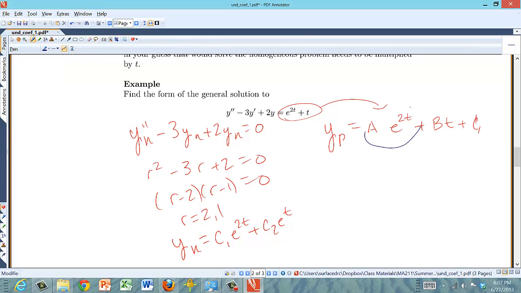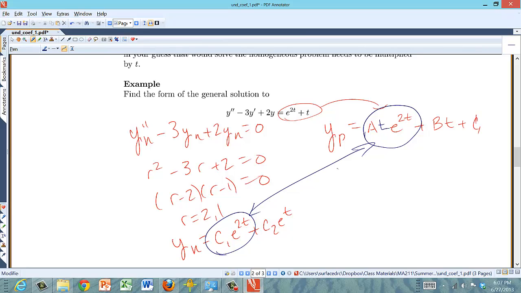Because this term, this e to the 2t, when I plug y_p into the left-hand side of the differential equation, the A coefficient is totally going to disappear, because something in the form A e to the 2t, that shows up right here. This term solves the associated homogeneous equation. So what that means is when I plug it in the left-hand side of the ODE, all of these terms will completely cancel each other out, and that's not what I want. I want them to give me an e to the 2t term. So what will I do? I'll multiply the thing by t.